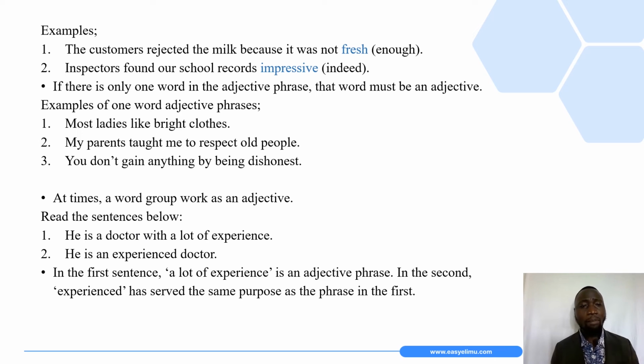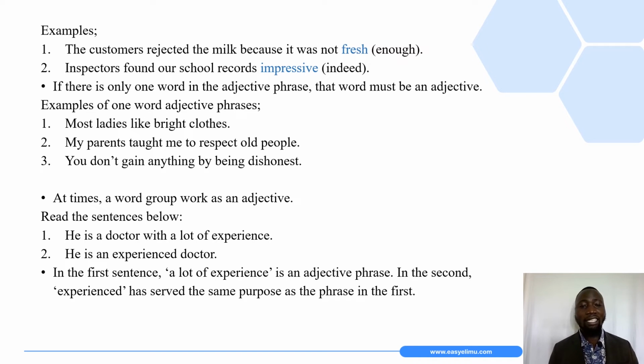So, examples in sentences, that is, the sentences having enough and indeed. In the first example, we have: the customers rejected the milk because it was not fresh enough. Then the second sentence: inspectors found our school records impressive indeed.